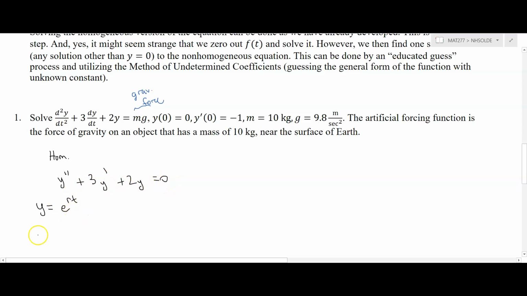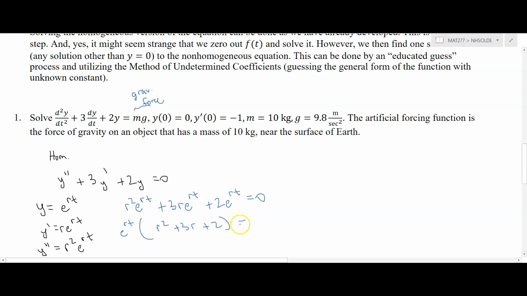But e to the rt, when you take its derivative, you get re to the rt, and you take its derivative, you get r squared e to the rt. And now making our substitutions in this equation, we have y double prime plus 3y prime plus 2y equals 0. Once again, we can factor out e to the rt and see that the only way for this left-hand side to equal 0 is if r squared plus 3r plus 2 equals 0.